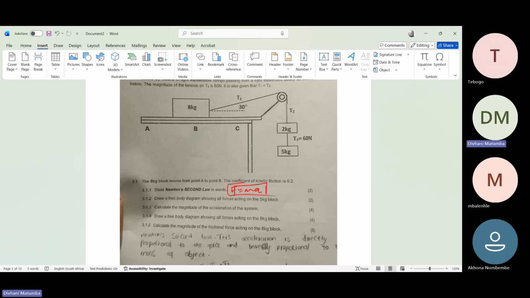Draw the free body diagram. Let's do 3.1.2 and 3.1.3 together. 3 minutes.